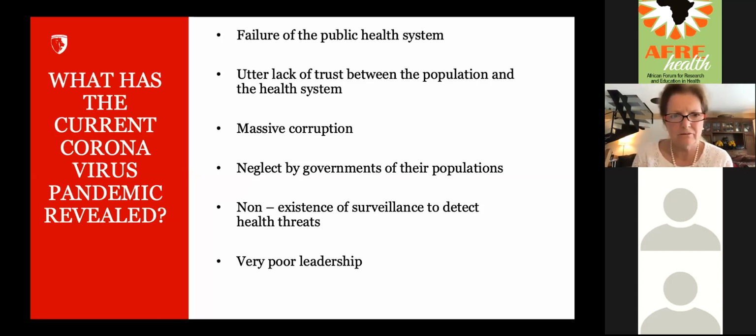What has this current coronavirus pandemic revealed? Well, for me, definitely it has revealed a failure of the public health system. It's such a glaring failure. It is so sad, and a scathing indictment of us in the health sector, that all our weaknesses have been exposed by this tiny virus, to show that really we were just teetering on the brink. Complete lack of trust between the populations and the health systems.